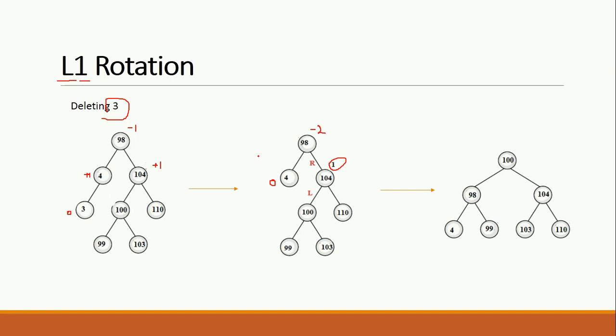For L1, we have to do RL. If you apply the RL rotation, this would be the answer of the tree after the rotation. So in this case, that is L0, L1 and L minus 1. For L0 and L minus 1, we have to apply RR rotation, but for L1, we have to apply RL rotation. That you have to understand.